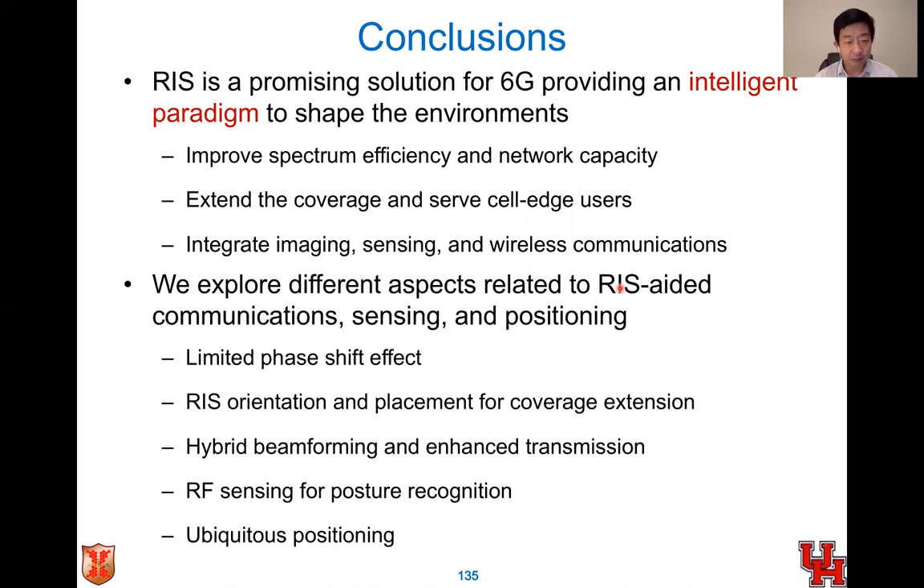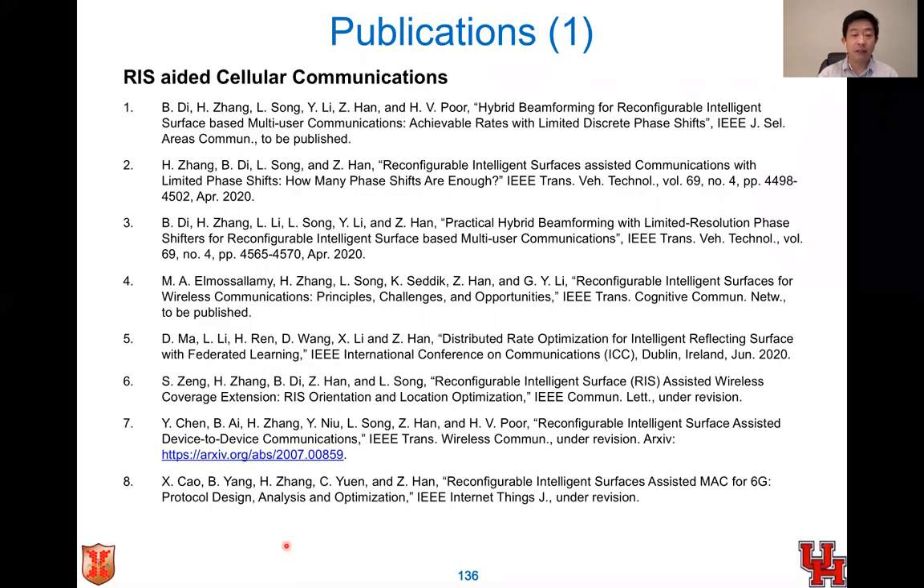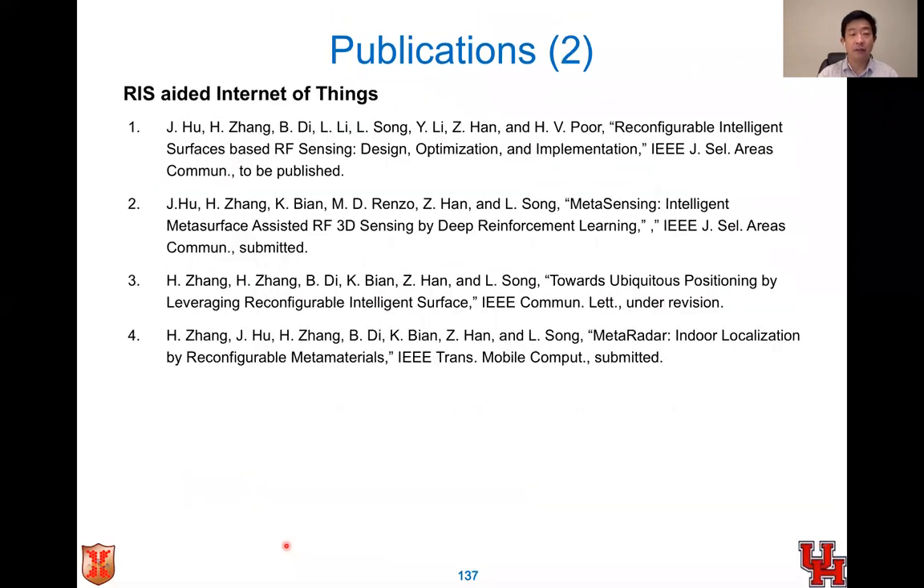We discussed different topics like limited phase effect, RIS orientation, hybrid beamforming, sensing, and positioning. The first three are related to resource allocation. The last two are prototypes for that. And here are the related publications, which we put here.